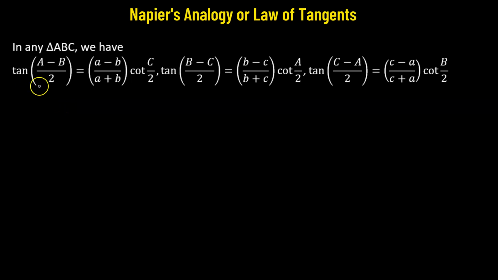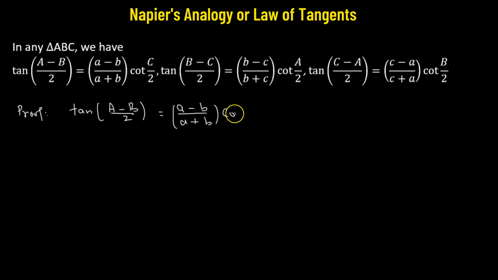I'll do the proof for the first one, and the remaining two will be left as an exercise for you to try out. Let's do that. We will start with our first one. We have tangent of (a minus b) over 2. We have to show that this is equivalent to (a minus b) over (a plus b) whole multiplied to cotangent of c over 2. Now you can start either from the left hand side or from the right hand side.